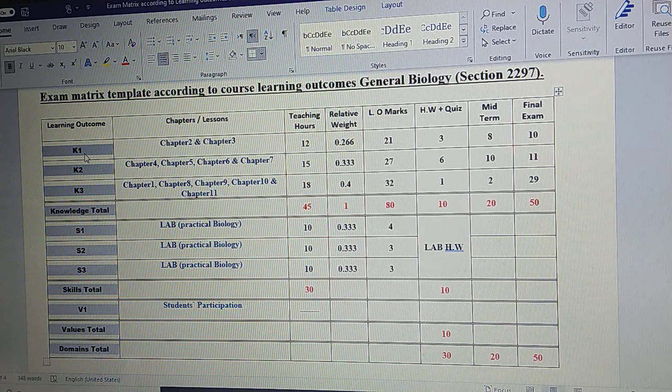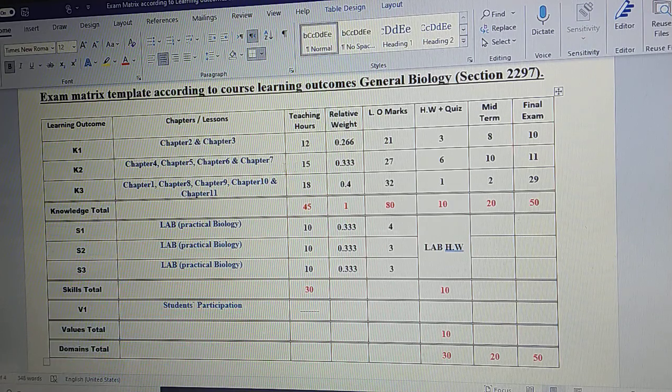By this way, I will get the teaching hours for each course learning outcome. So here for K1, I have 12, K2, 15, K3, 18 hours. The summation of these hours is 45 hours.